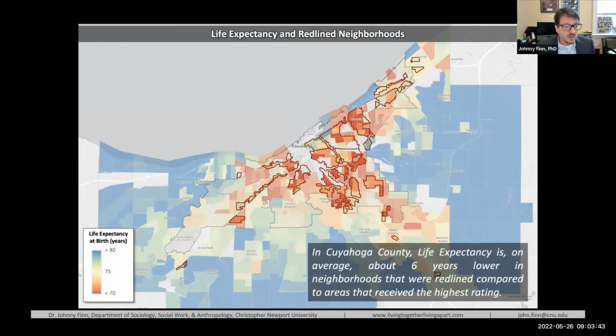And when I ran the analysis here in Cuyahoga County, neighborhoods that were redlined more than 80 years ago have on average life expectancy that's 6 years lower than neighborhoods that escaped redlining. This is a 6-year penalty on populations that are born and raised in formerly redlined neighborhoods.